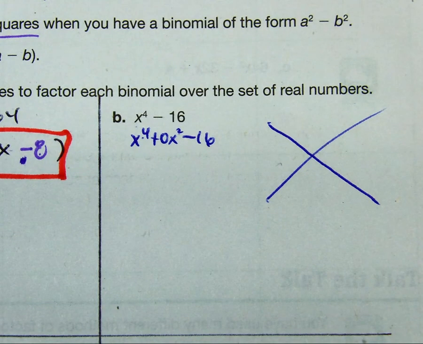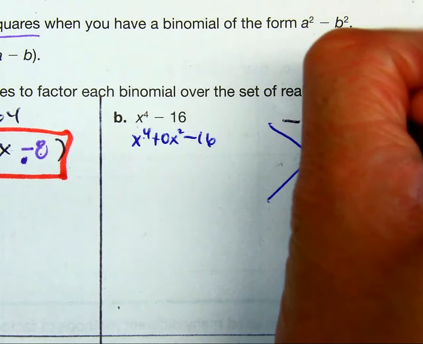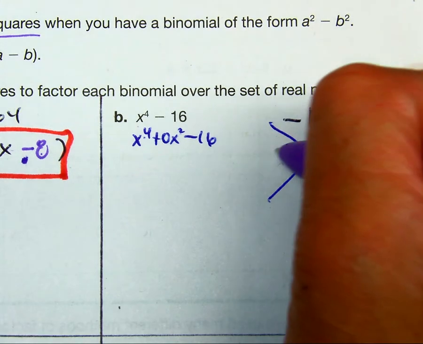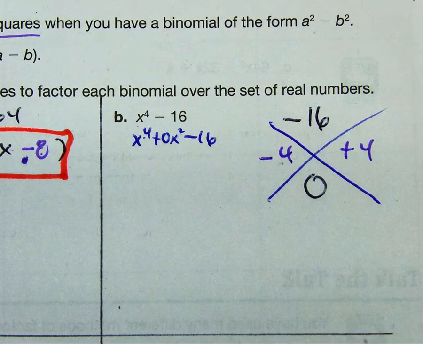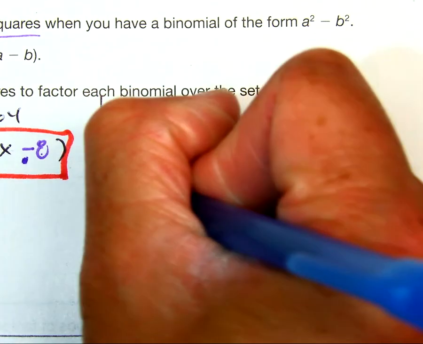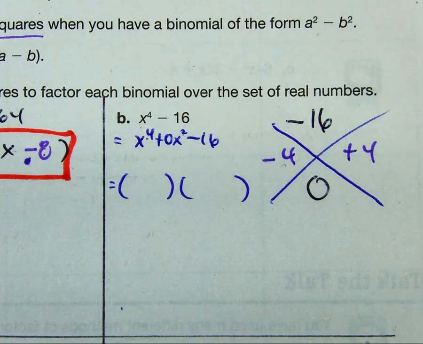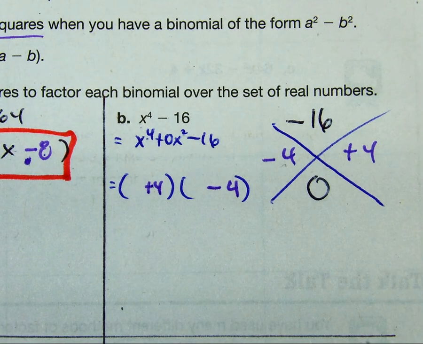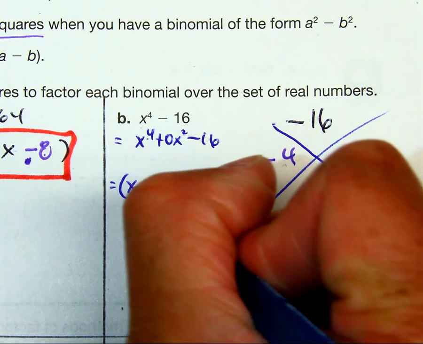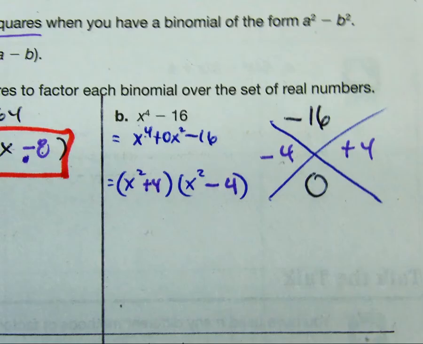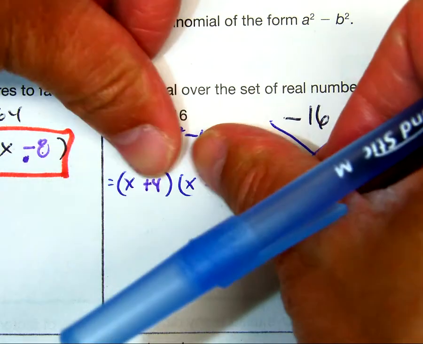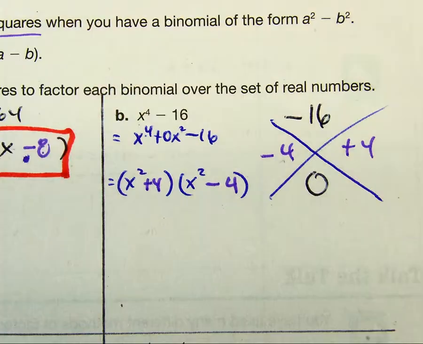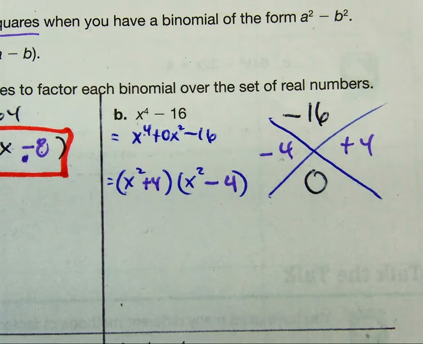Class, A times C? B value? What are your two numbers? Okay, now be careful as you write this out. So if I put a plus 4 and a minus 4, this is going to be an x squared. The reason why it's an x squared and not an x, because if this was just an x, class, what's x times x? Is it x to the 4th? No. X squared times x squared would give you x to the 4th.